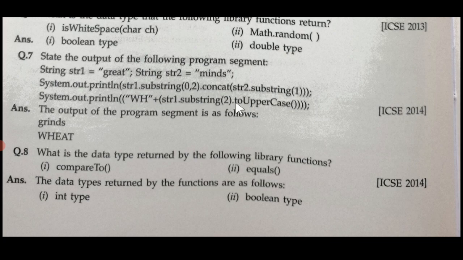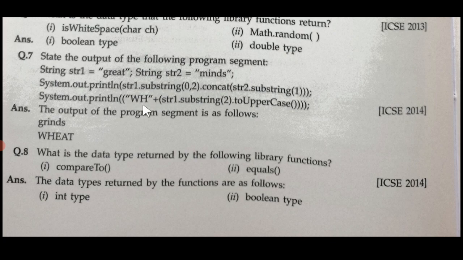After that, dot concat str2. What is str2? This one, substring 1. So 0 will be ignored, it will begin with 1. Index number 1 is i. So i and nds. So it will become gr, and here i and nds, it will become grinds.